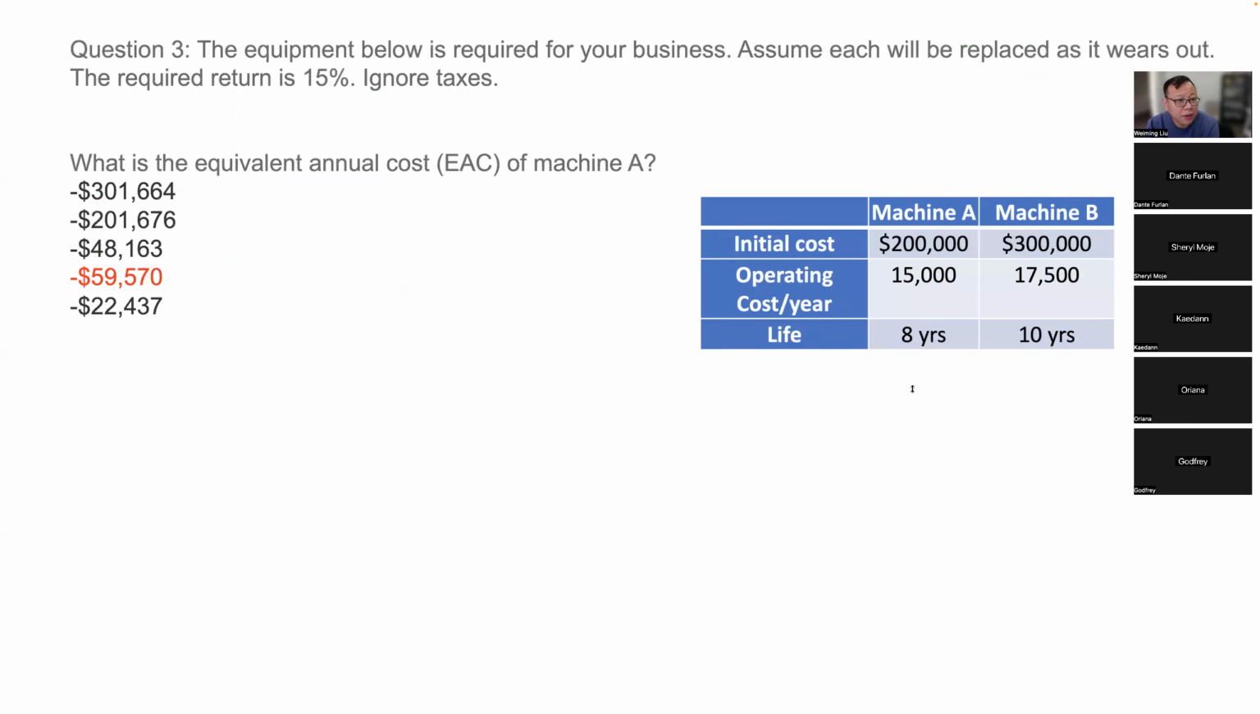Okay, so this question is about EAC. What is EAC? It's called equivalent annual cost. So this is often referred to equipment assets. Question 3. The equipment below is required for a business. Assume each will be replaced as it wears out. The required return is 15%, ignore taxes, okay? What is the equivalent annual cost, EAC, of machine A? So forget about machine B. We are only focused on machine A.